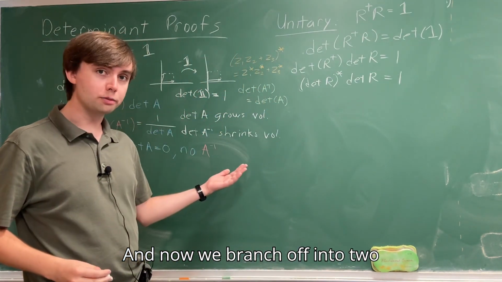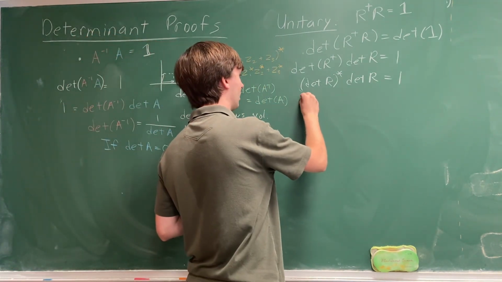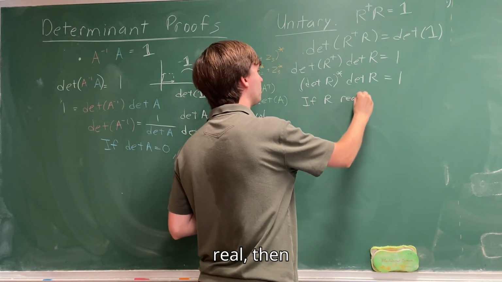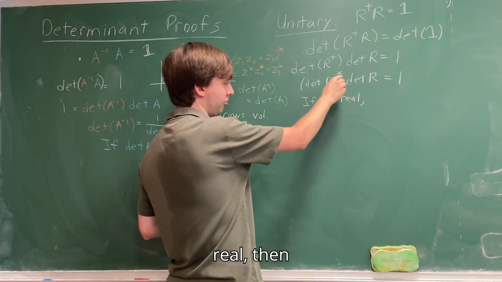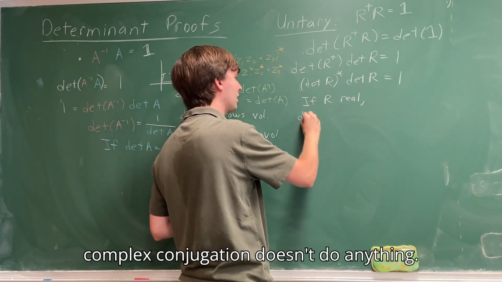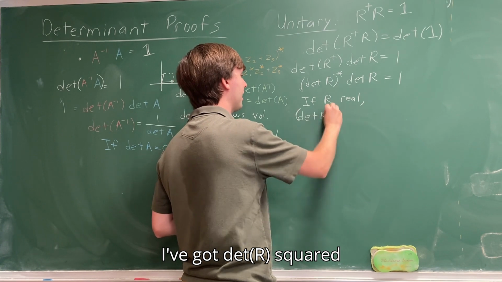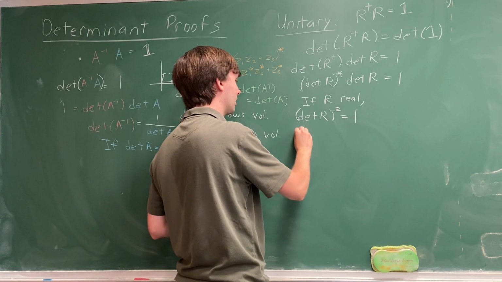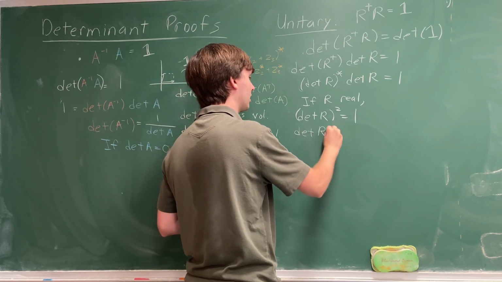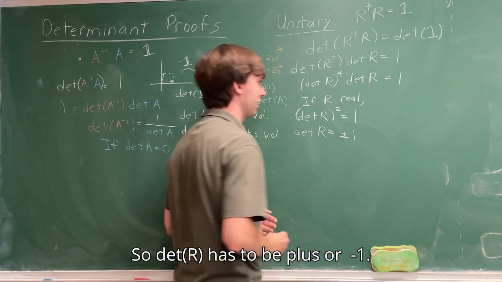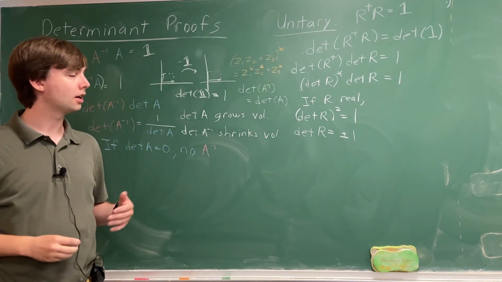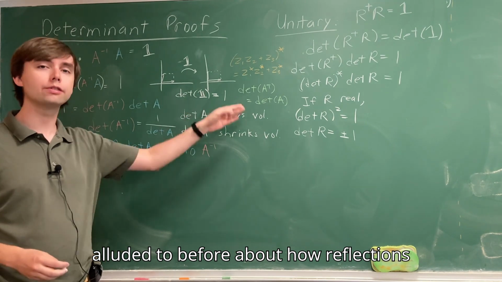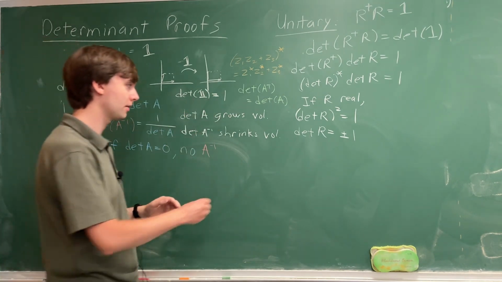And now we branch off into two possibilities. So if R is real, then complex conjugation doesn't do anything. I've got det R squared equals 1. So det R has to be plus or minus 1. Now we can bring in the fact that I've alluded to before about how reflections are lurking in the background here.